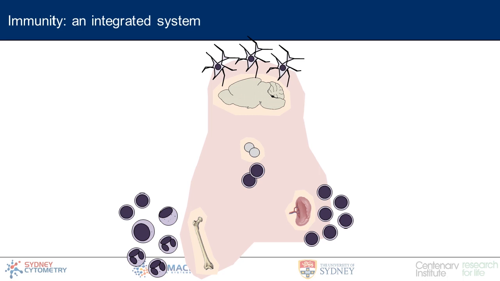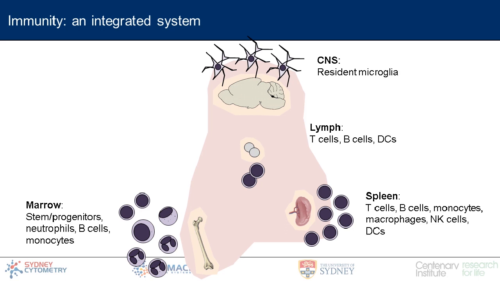Then you can go to other tissues like the brain, which contain microglia, and these are highly specialized resident cells in the brain. They have very specialized functions that are particular to the brain, and these cells don't exist elsewhere outside of the nervous system. Now, if you perturb the system somehow, you're able to interfere with the way that the system operates.